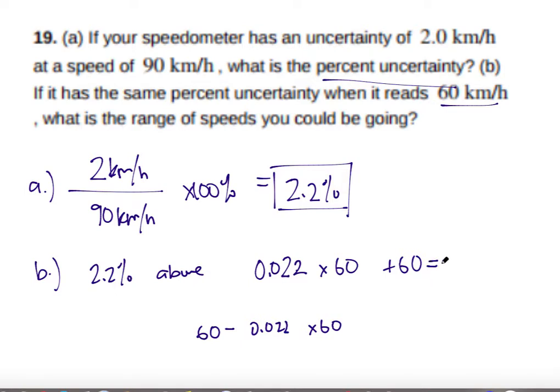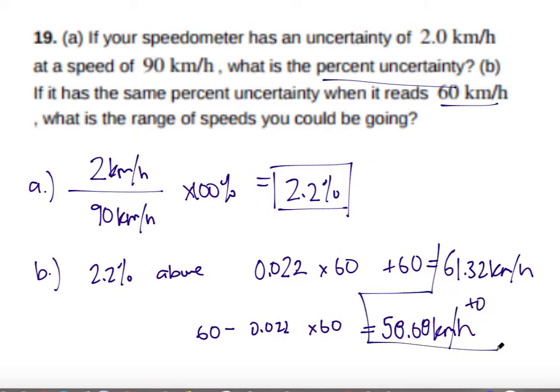So the range of speeds that I could be traveling actually goes from 61.32 kilometers per hour down to 58.68. You have trouble reading my calculator here. So this is the range of speeds that my car could be traveling if I have 2.2% error.